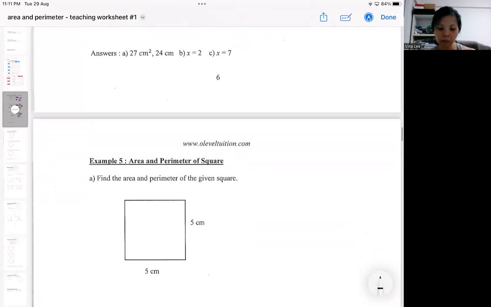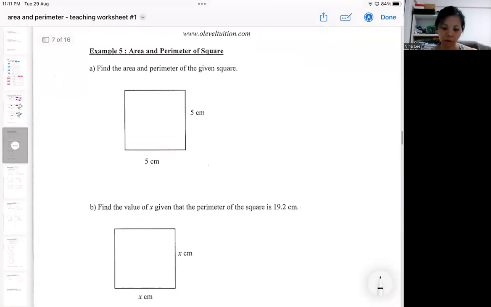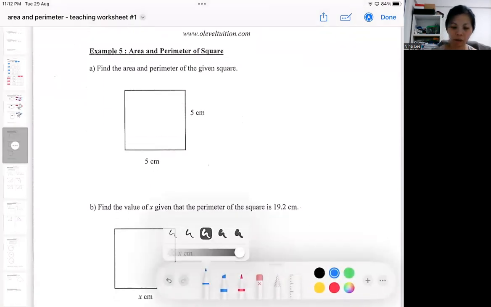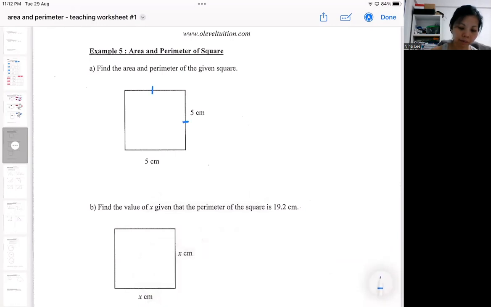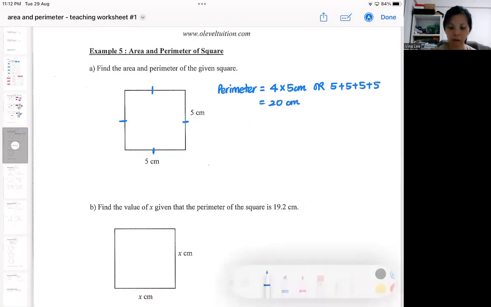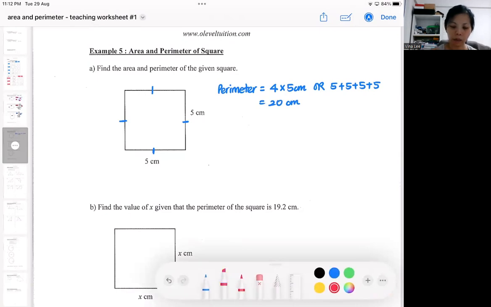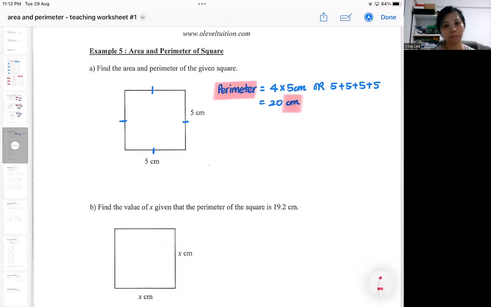Okay, so it will be the same thing for square. For square, it will be a lot easier. So all the sides are supposed to be the same. So if I would like the perimeter, so again, label. Okay, since all sides are the same, you can just multiply. You can choose to multiply or you can choose to add them up. It's your choice. You will still get the same answer as long as you remember to label and unit it.